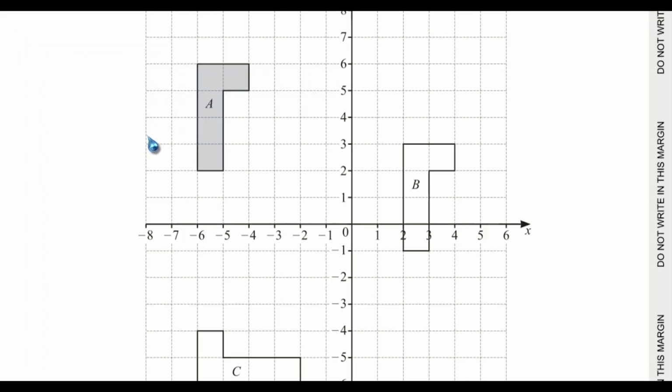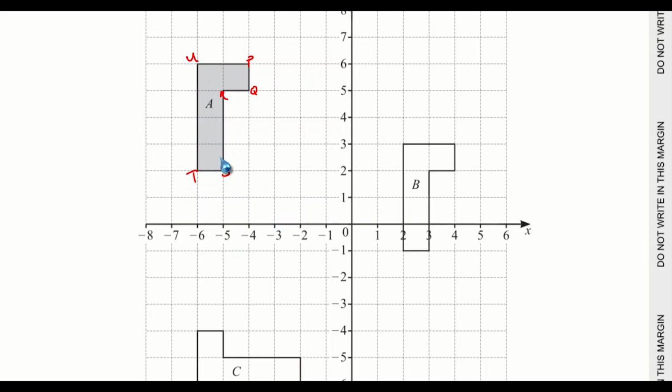Before that, I would like to label the points. That's the best way to go with this. So if this is point P, for instance, this would be Q. This could be R, this could be S. This could be T, and this could be U.